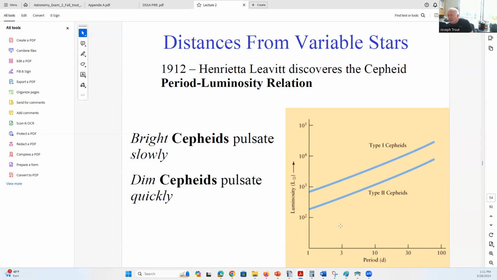So if we look at the luminosity, and these are in solar units, so this is 100 times the brightness of the sun, 1,000 times the brightness of the sun. And here shows their period. And we see that the bright Cepheids seem to pulsate slowly, and the dim Cepheids pulsate quickly.